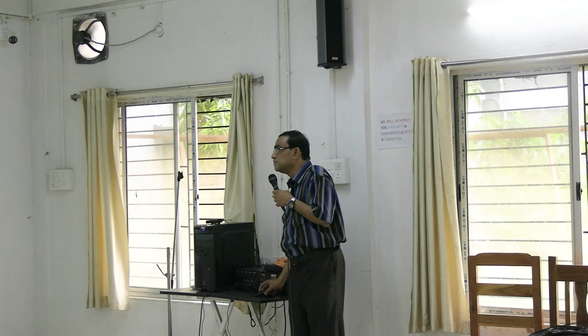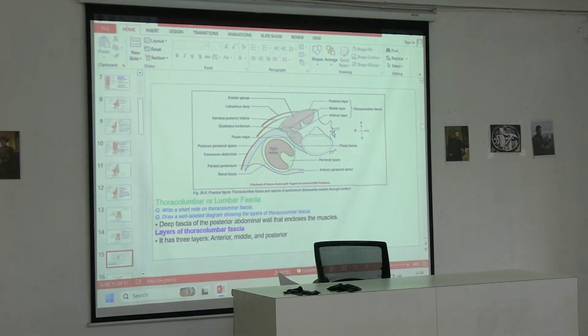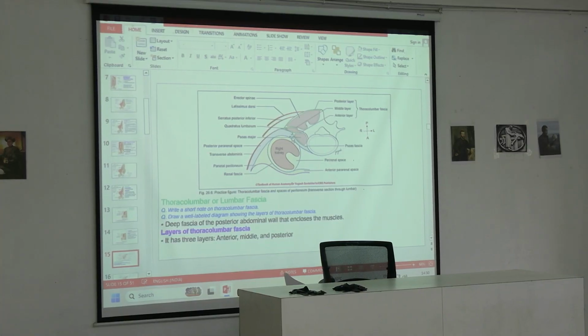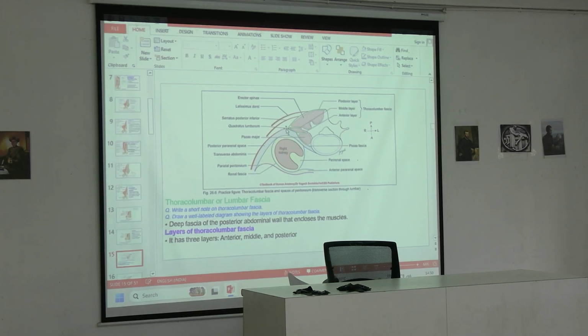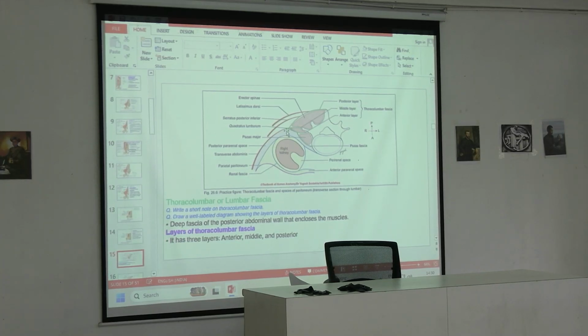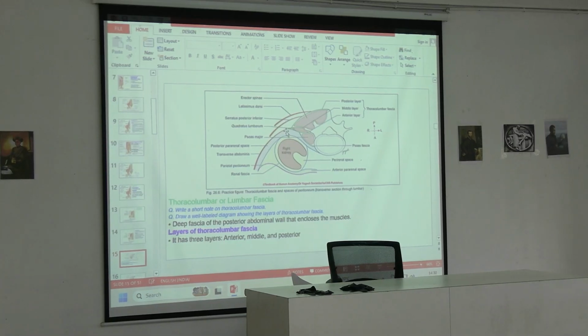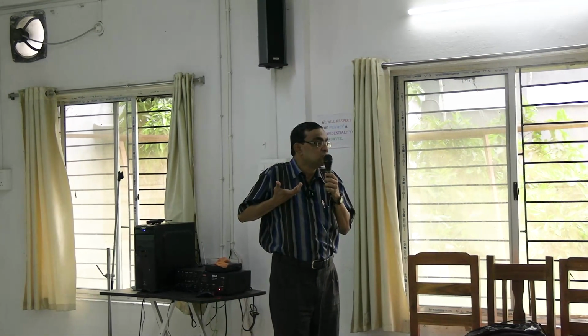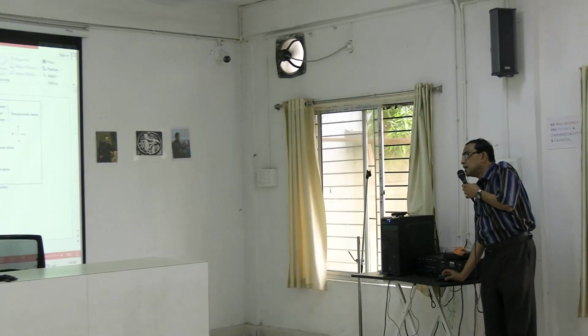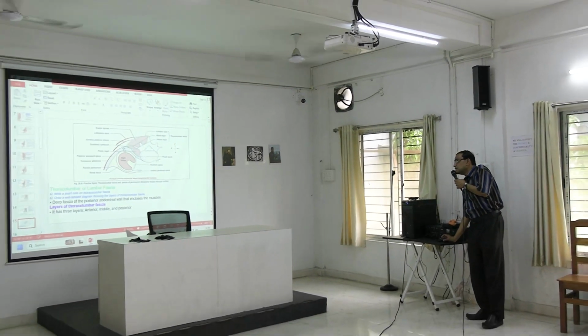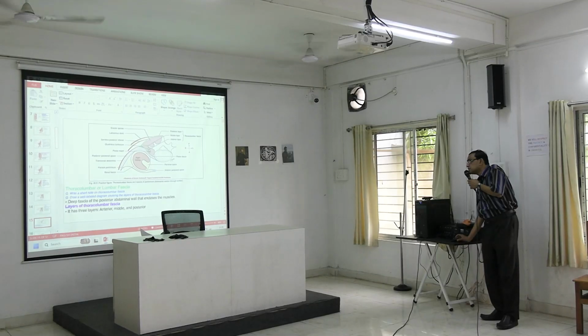So here we can see this is the vertebra, this is the vertebral spine, this is the transverse process, and here we can see one fascia which is continued from the lumbar region to the thoracic region. So that is called the thoracolumbar fascia, and it divides into three layers. You can see this is the anterior layer, this is the middle layer, this is the posterior layer. So the anterior layer covers the quadratus. This is the quadratus lumborum muscle. This is the psoas major muscle.